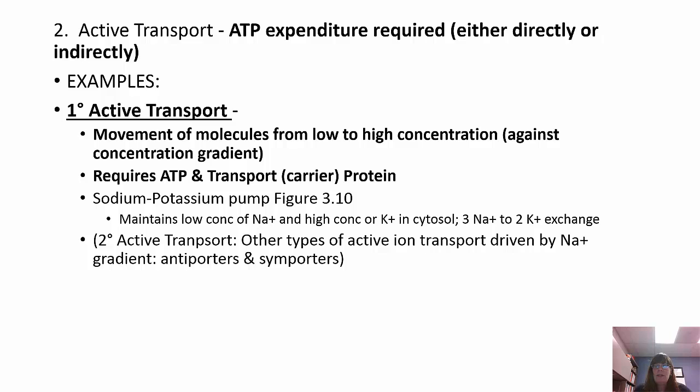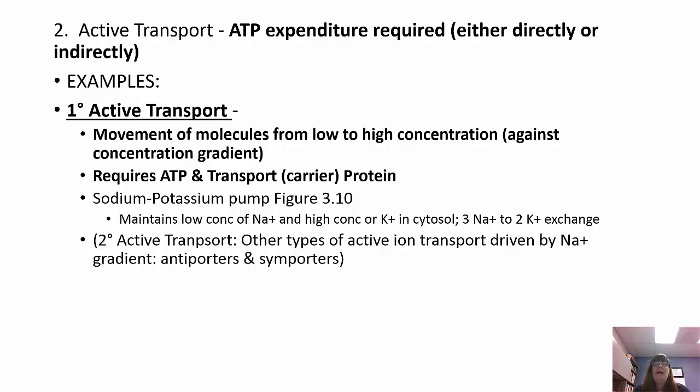Active transport requires energy expenditure, so ATP. Primary active transport is when the molecules are moving from low to high concentration, so going against the concentration gradient. It requires ATP and a carrier protein. The sodium-potassium pump is probably the best example. We have to maintain the sodium and potassium concentrations around our cells in order for action potentials to occur properly.